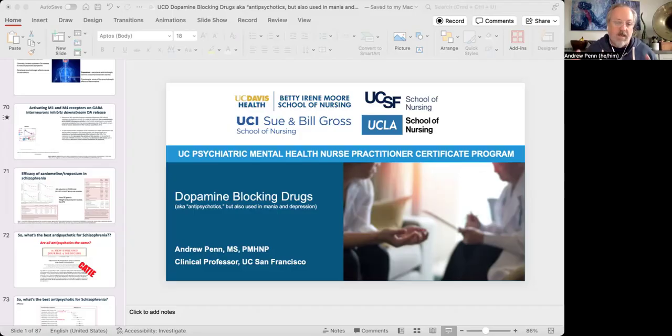So we think that what's happening in the positive symptoms of psychosis is that we've got too much activity in this mesolimbic dopamine pathway.